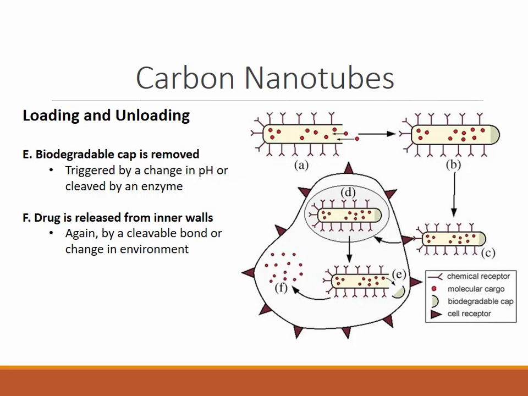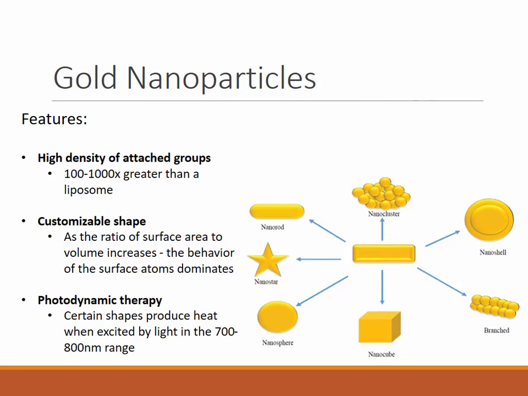Okay, lastly, we got gold nanoparticles. In addition to being able to contain much greater density of attached ligands, they also come in some pretty cool shapes. One awesome application of those shapes is photodynamic therapy. Certain shapes produce heat when they're excited by light in the near infrared range. Particularly, you got the nanoshell and the nanorod doing that.